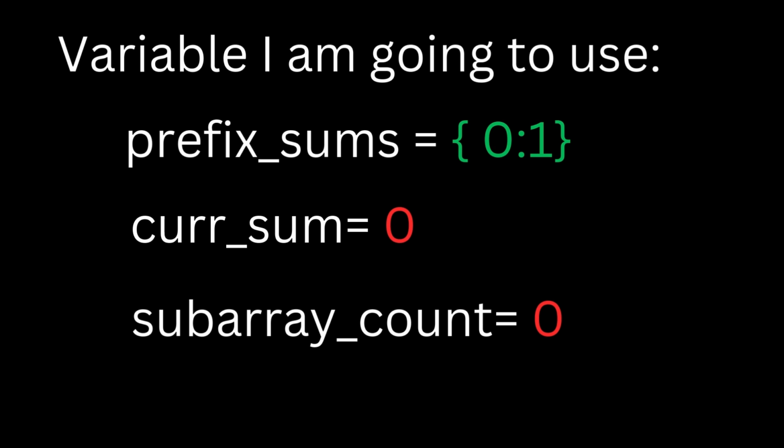Now we are at current sum equals 0, so I will initialize it as prefix sums of 0 is equal to 1. Third, subarray count equals 0, to store how many subarrays have the sum equals k.